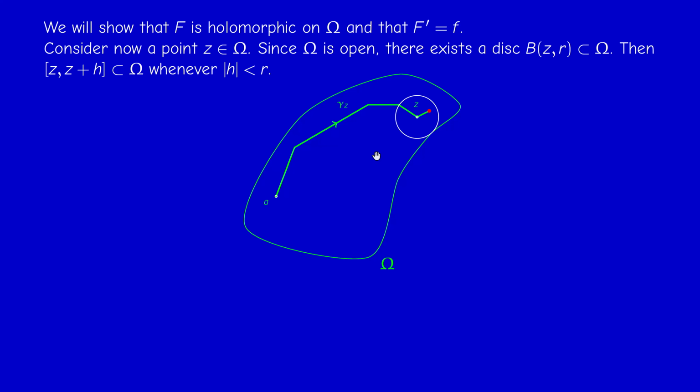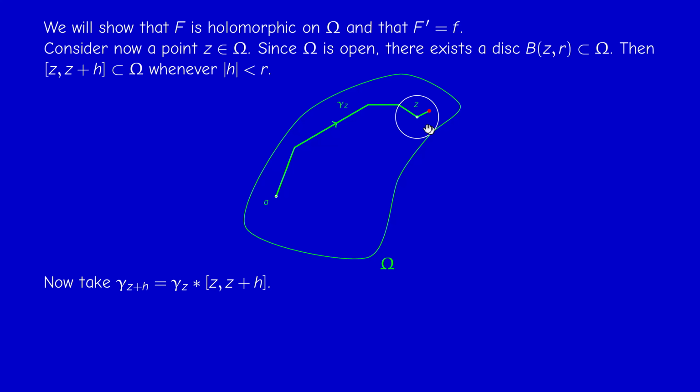And we proved that it's independent of the path. So choose a polygonal path joining A to Z, and in the disk of center Z and radius R, choose a point Z plus H, where H in modulus is less than R, small enough. So Z plus H is still in omega. This is why I need omega to be open, because when I write the ratio F of Z plus H minus F of Z, I need F of Z plus H to be defined. So H should be small.